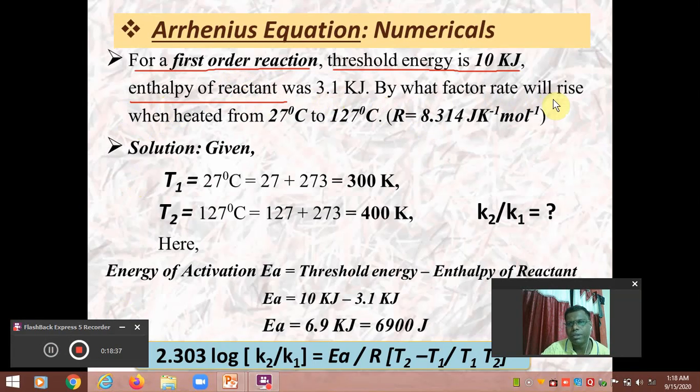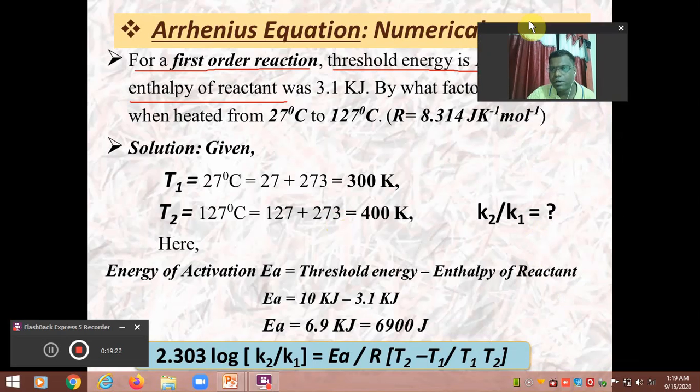And by what factor will the rate of reaction rise whenever it is heated from 27 degrees Celsius to 127 degrees Celsius? So the simple thing is that if we increase the temperature from 27 degrees Celsius to 127 degrees Celsius, by what factor will the rate constant increase? It means that we have to compare the value of K2 with K1. If K1 is the initial value, then by what amount will the value of K2 increase? So we have to calculate the relationship between K2 and K1. It is not necessary to calculate the exact values of K1 and K2. We will just calculate the ratio of K2 and K1.